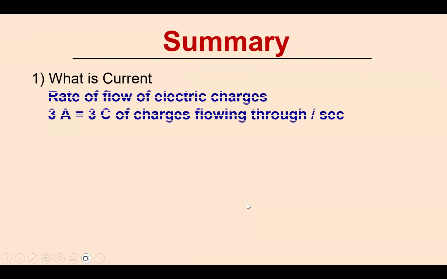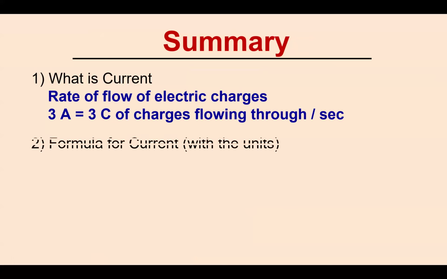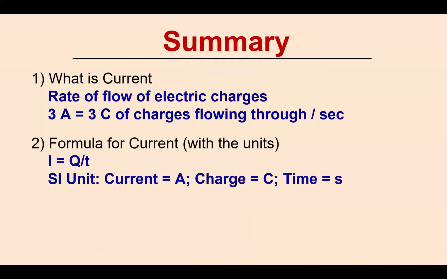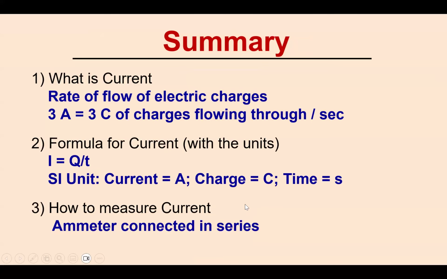What is a current? A current is defined as the rate of flow of charges. 3 amperes, which is the unit for current, just means 3 coulombs of charge are passing through every 1 second. Okay, the formula is I equals Q over T, amount of charge per second. Or you can remember by the triangle. How do we measure current? We use an ammeter, and the ammeter must be connected in series. An ammeter has very little resistance, so it doesn't affect the current flow.